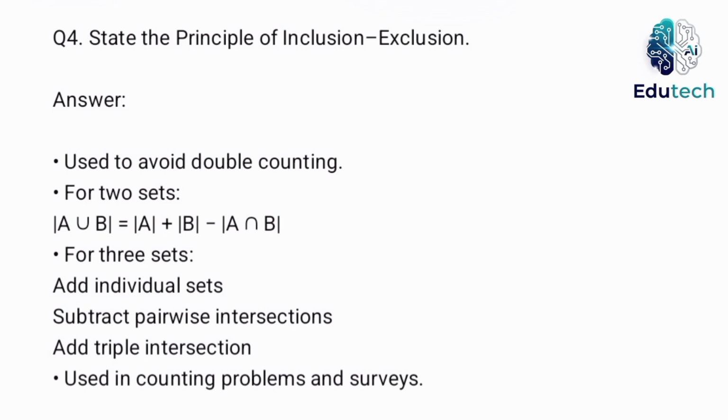For three sets, we add the sizes of individual sets, subtract the sizes of all pair-wise intersections, and then add the size of the triple intersection. This principle is widely used in survey and probability types of problems.